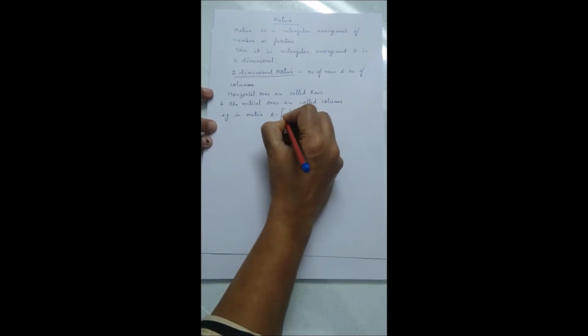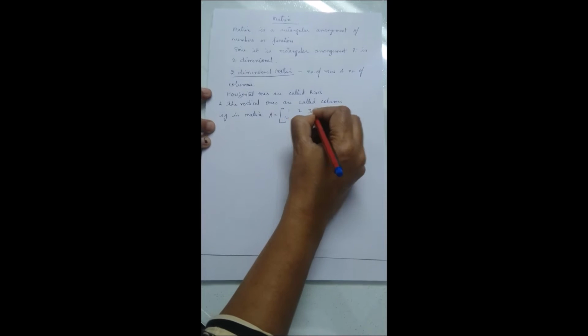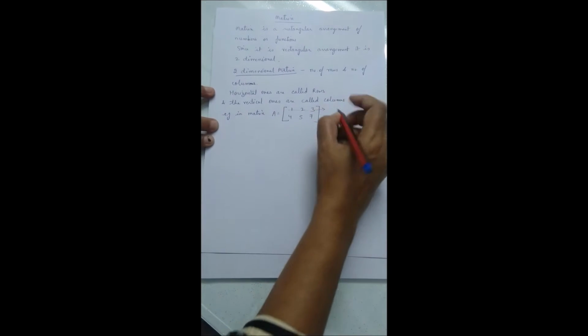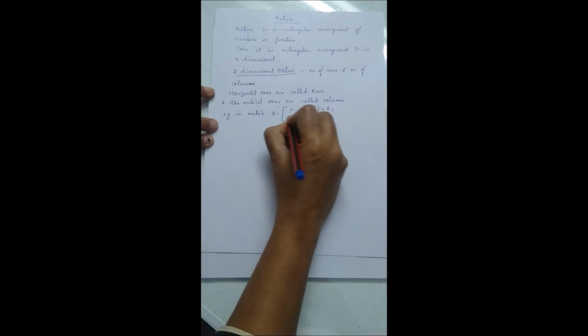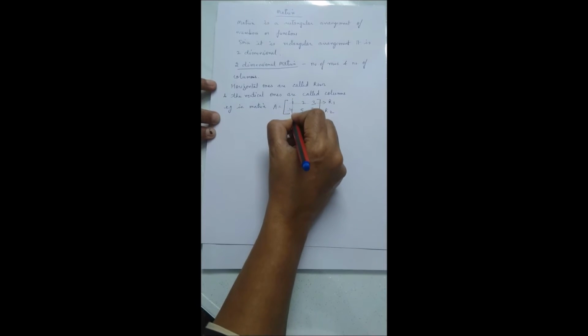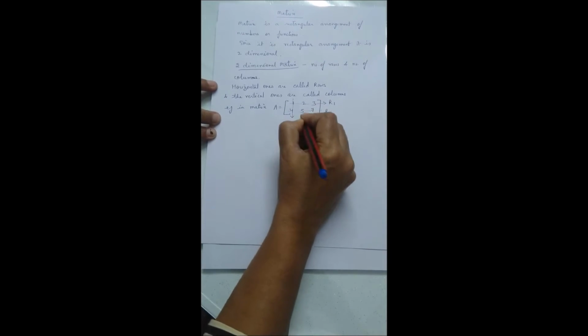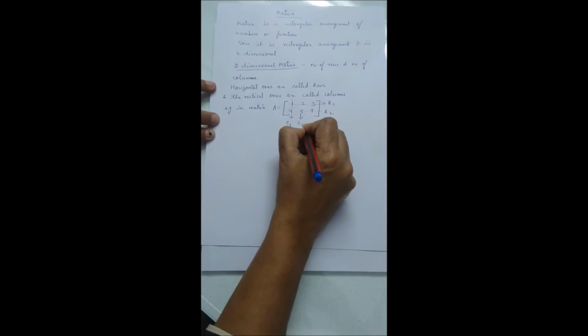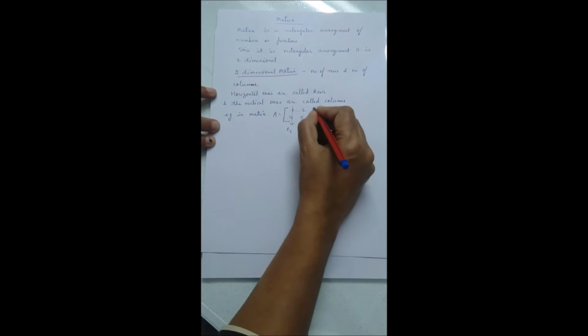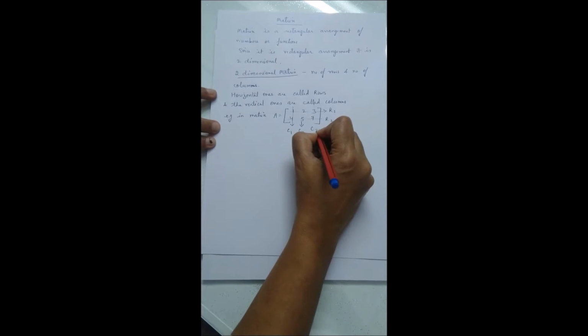For example, in matrix A: 1, 2, 3, 4, 5, 7. So the horizontal one is row 1. This one is row 2. Similarly, the vertical one is C1. The second vertical line is called C2 and the third vertical is C3.